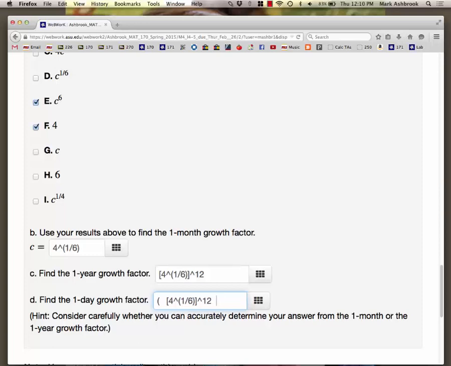The decimal version is probably close enough, but this is a better way to do it because of that. But yes, we want to do to the what? If we've got the 1 year and we want the 1 day, 1 over 365.